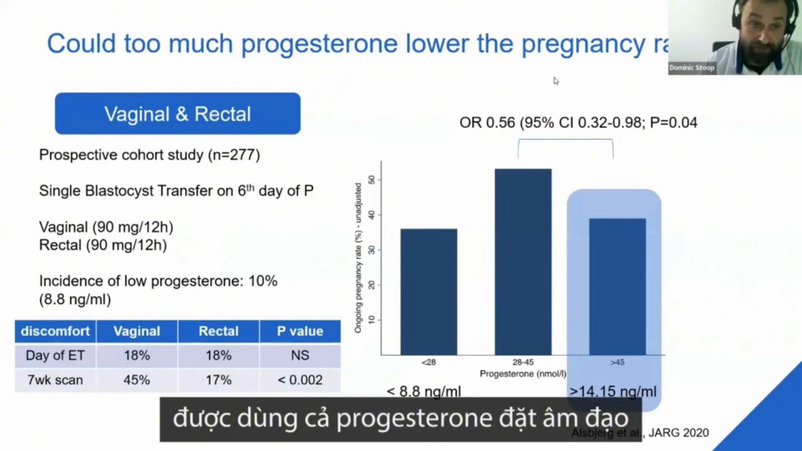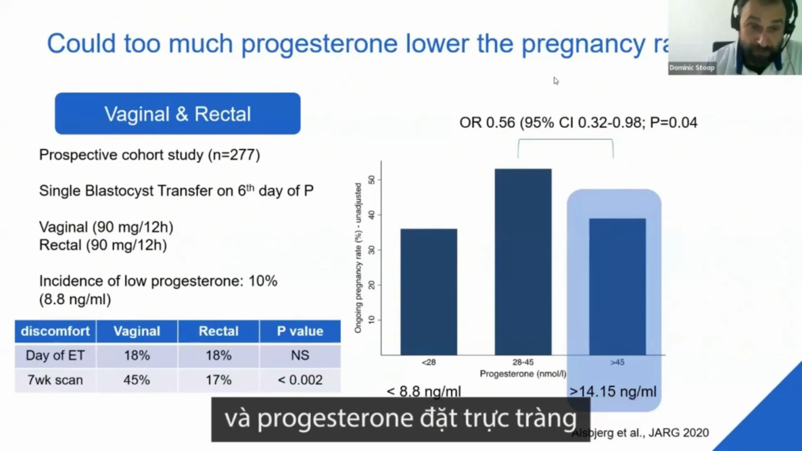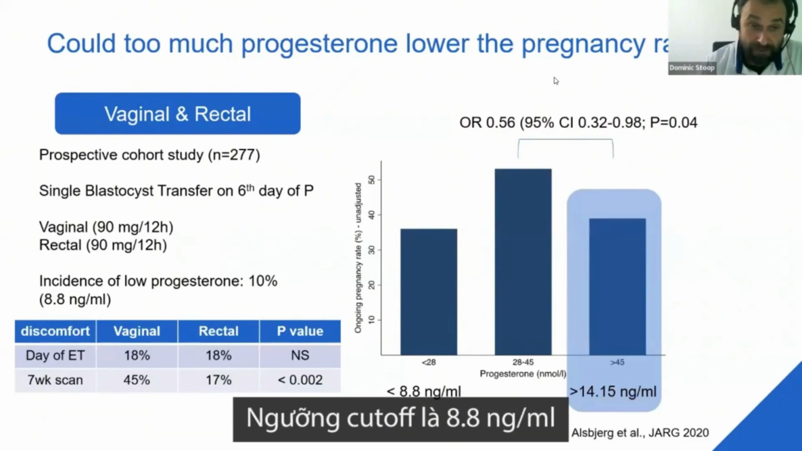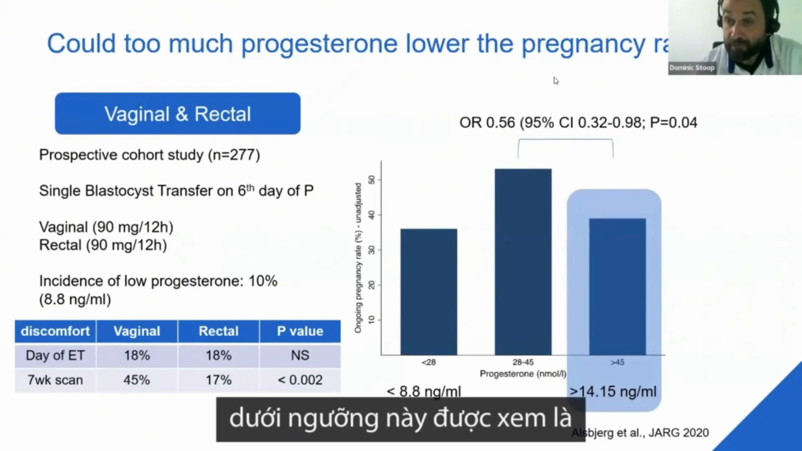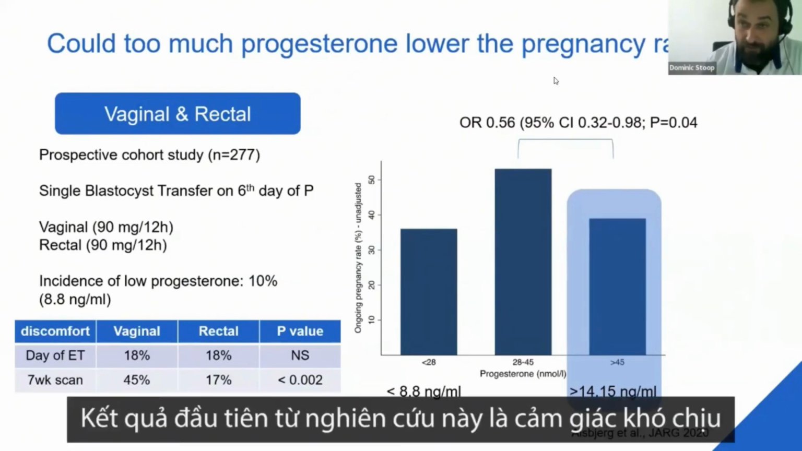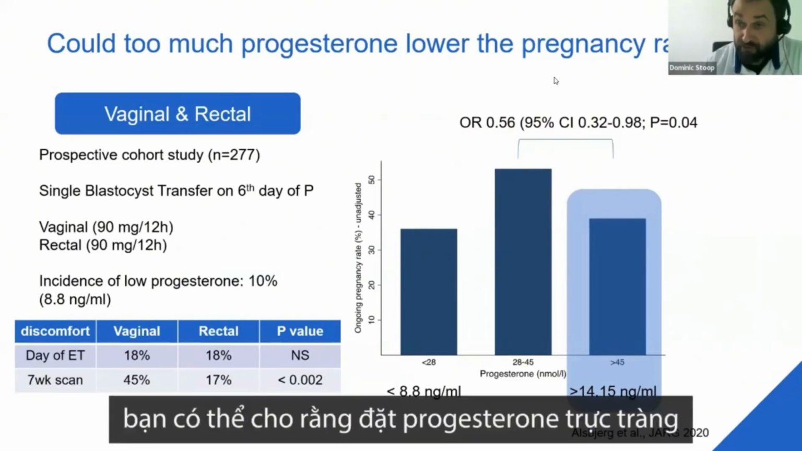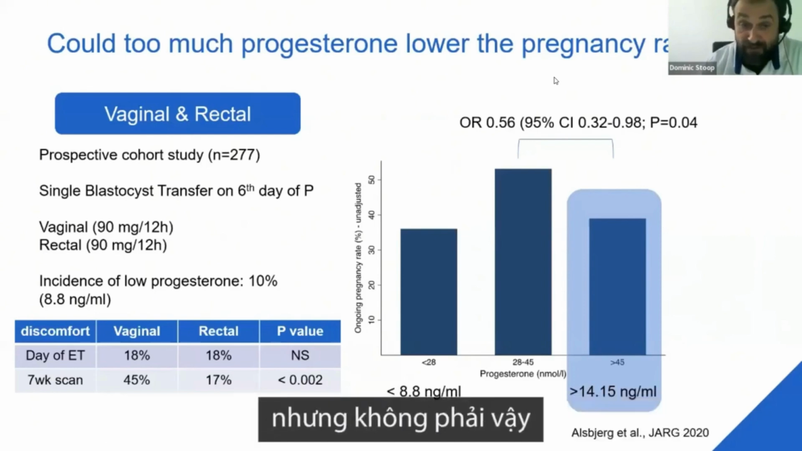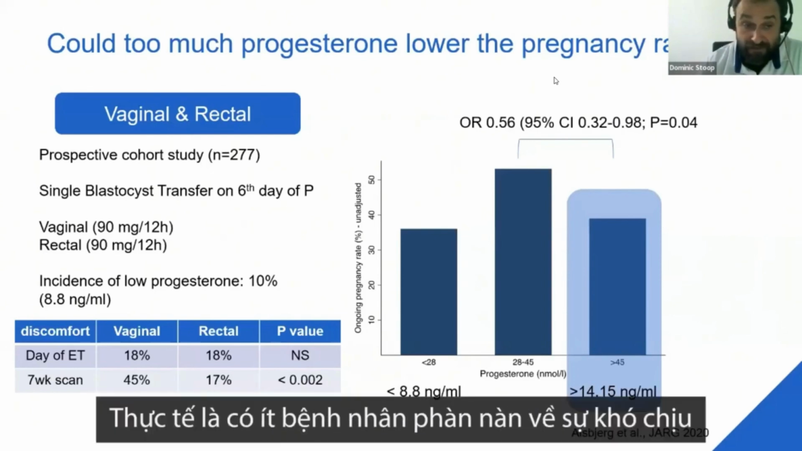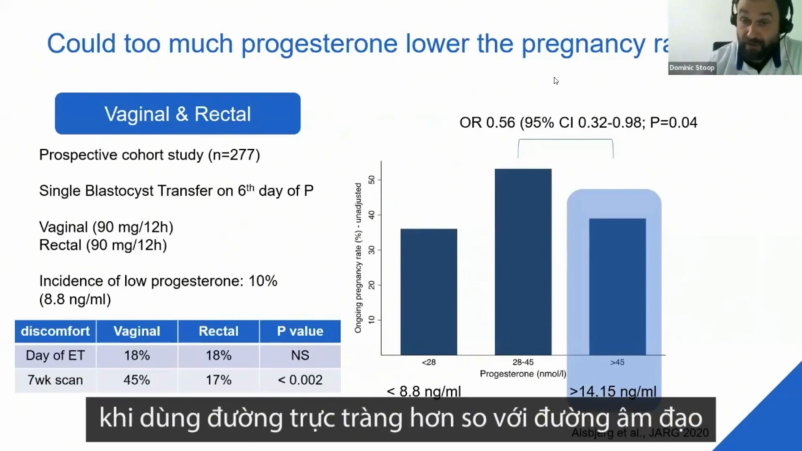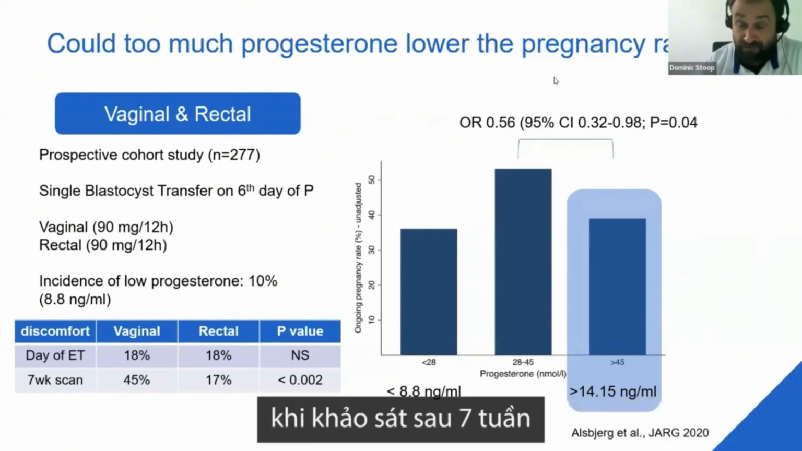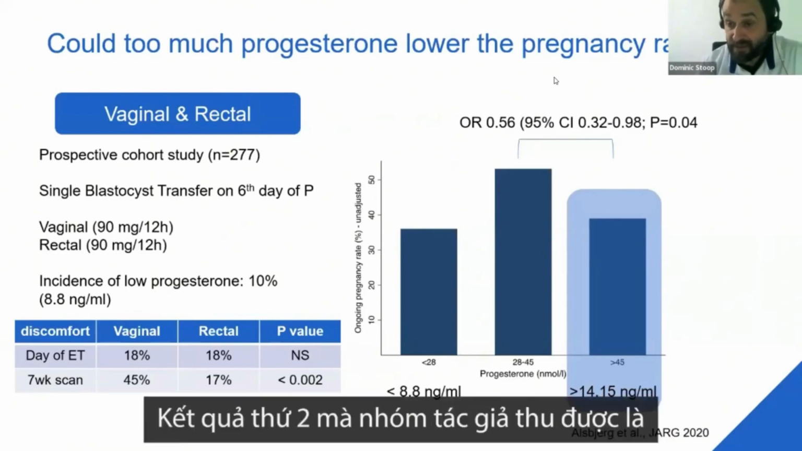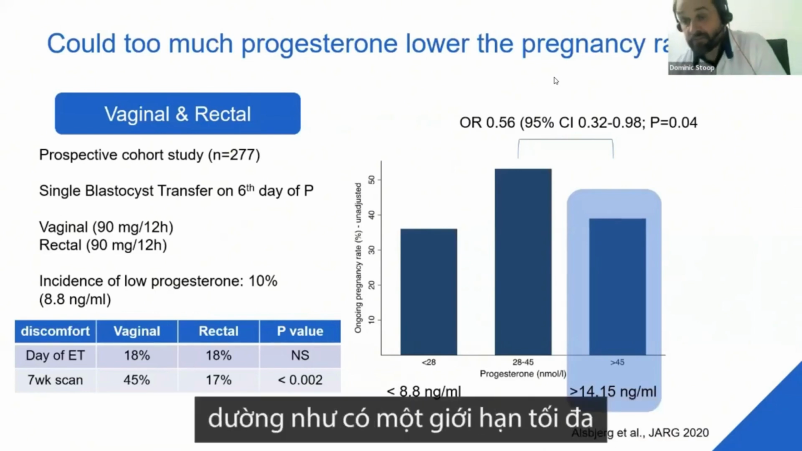So these patients were given both vaginal progesterone and rectal progesterone, and the cutoff was 8.8 nanogram per ml to define people with too low progesterone. The first note from this study was basically that discomfort from the rectal progesterone, which you could assume to be higher than vaginal, was not the case. On the 7-week scan, significantly fewer patients complained of discomfort with the rectal administration as compared to the vaginal administration. The second thing that they've seen is that there appears to be a maximum cutoff.